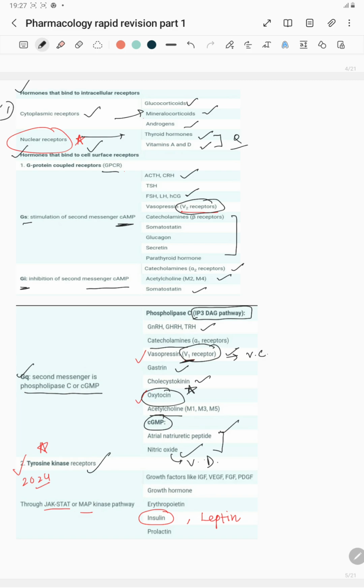Tyrosine kinase receptors, important question, many times asked. Through JAK-STAT pathway and kinase pathway, we have the growth hormone, erythropoietin, insulin, leptin, and prolactin. These are all acting via JAK-STAT pathway. And via tyrosine kinase receptors, we have these growth factors like VEGF, FGF, and PDGF.